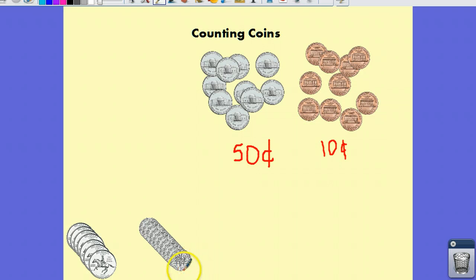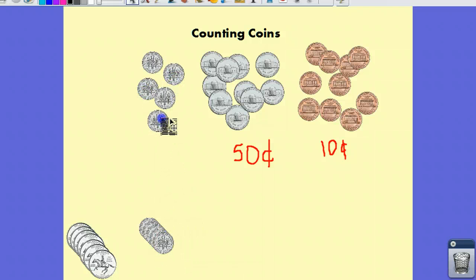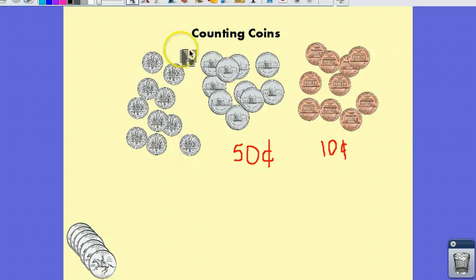Let's count these coins right here. Those are our dimes, and they're worth 10 cents each. 10, 20, 30, 40, 50, 60, 70, 80, 90, 100. This collection of dimes is worth 100 cents. Another way to write or say that would be $1. Dollar sign, 1.00. That dot is called the decimal point.